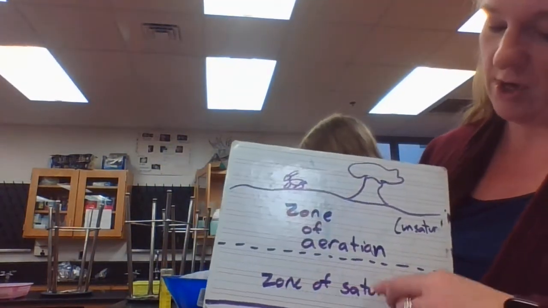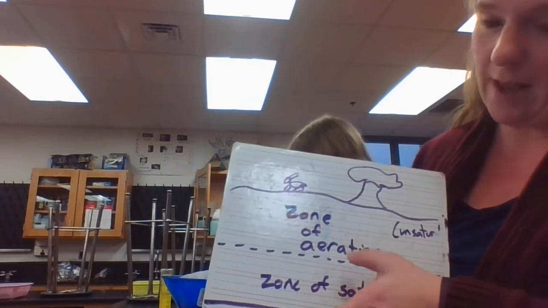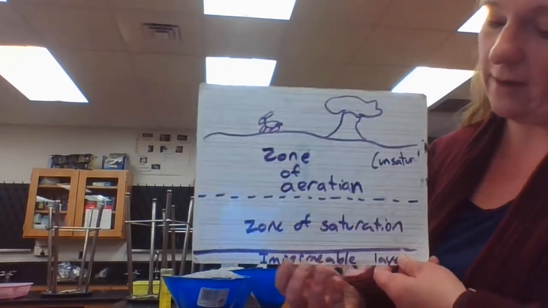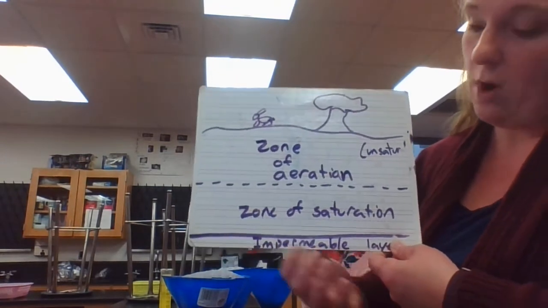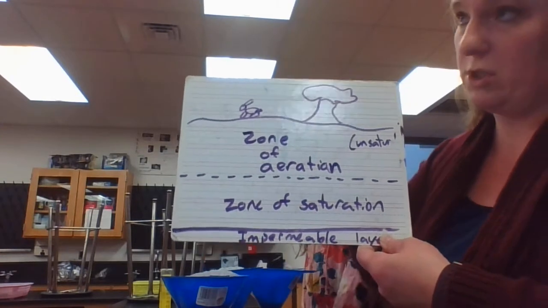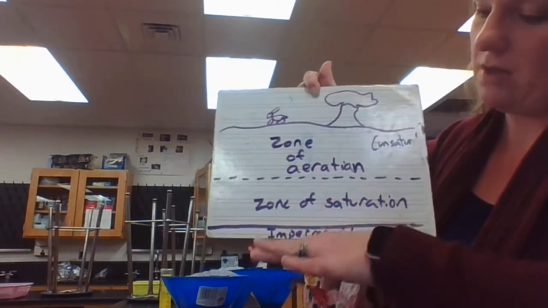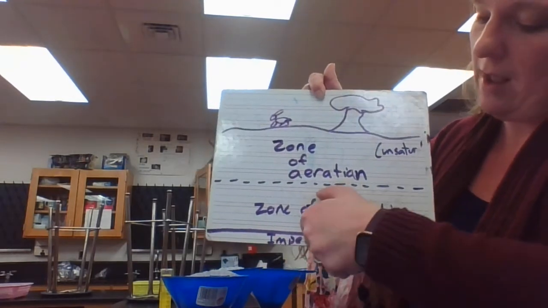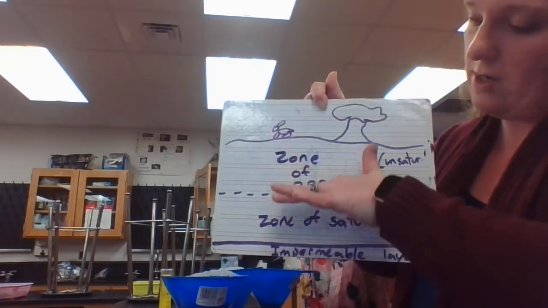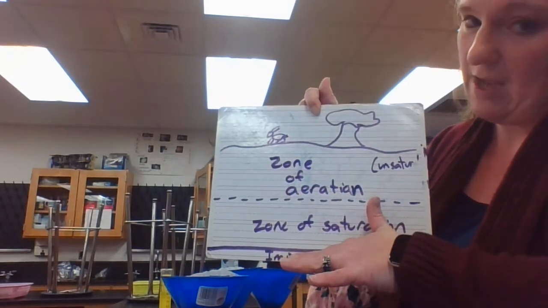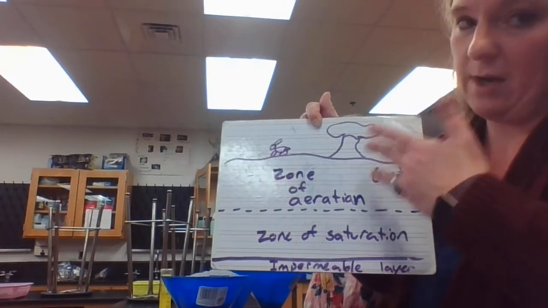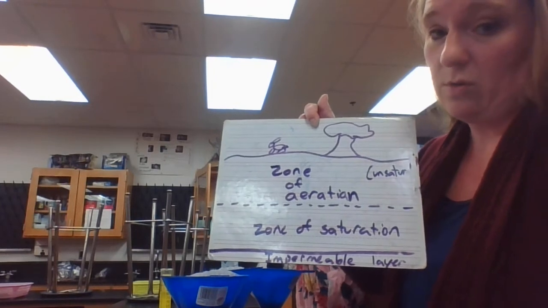So the zone of saturation is the water that's being held in the layer below. And then at the very bottom, you have something impermeable because you want it to stop going down, or else it'll just keep going into the earth and then eventually become part of magma. So you want something that keeps it at the surface. That way you can have that water accumulate and the water table go up and then go down depending on how much water you're getting from the surface. So that's groundwater.